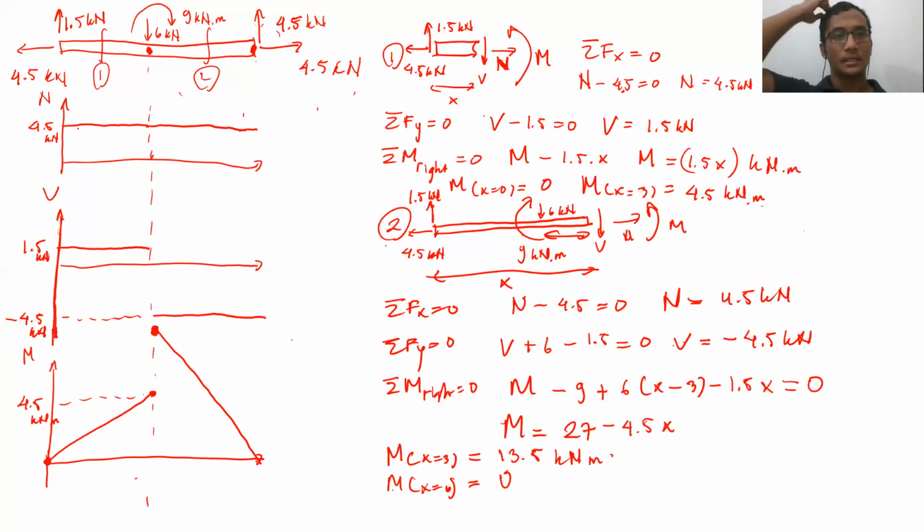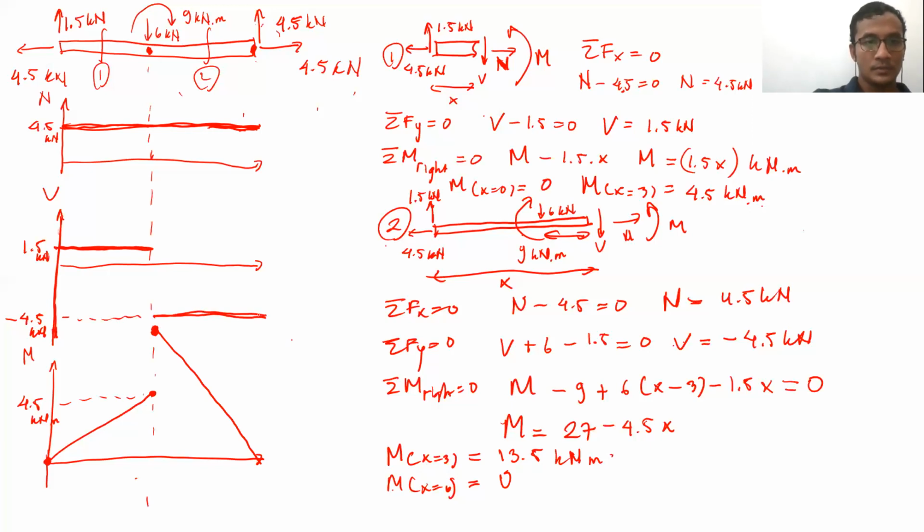So as you can see here, we get all the moment diagram, shear diagram, and normal force diagram. Okay, the normal force will be constant from the beginning until the end, and the value will be 4.5 kilonewton. Okay, the shear force diagram, at the beginning it will be 1.5 kilonewton positive. Then from 3 meters to 6 meters, the value is going to minus, it become minus 4.5 kilonewton.